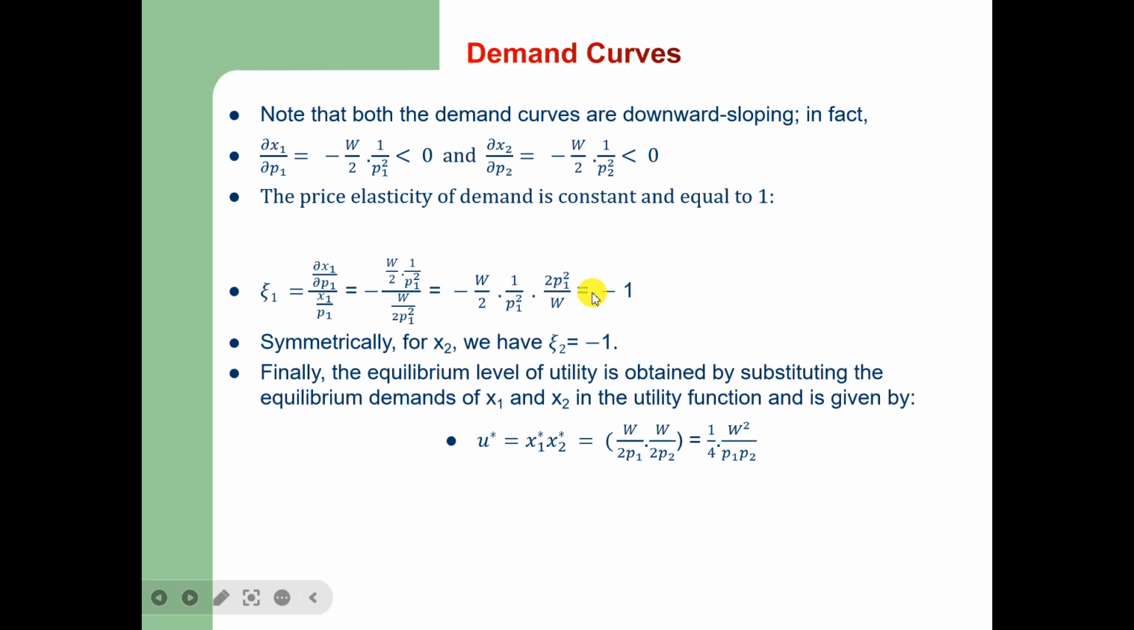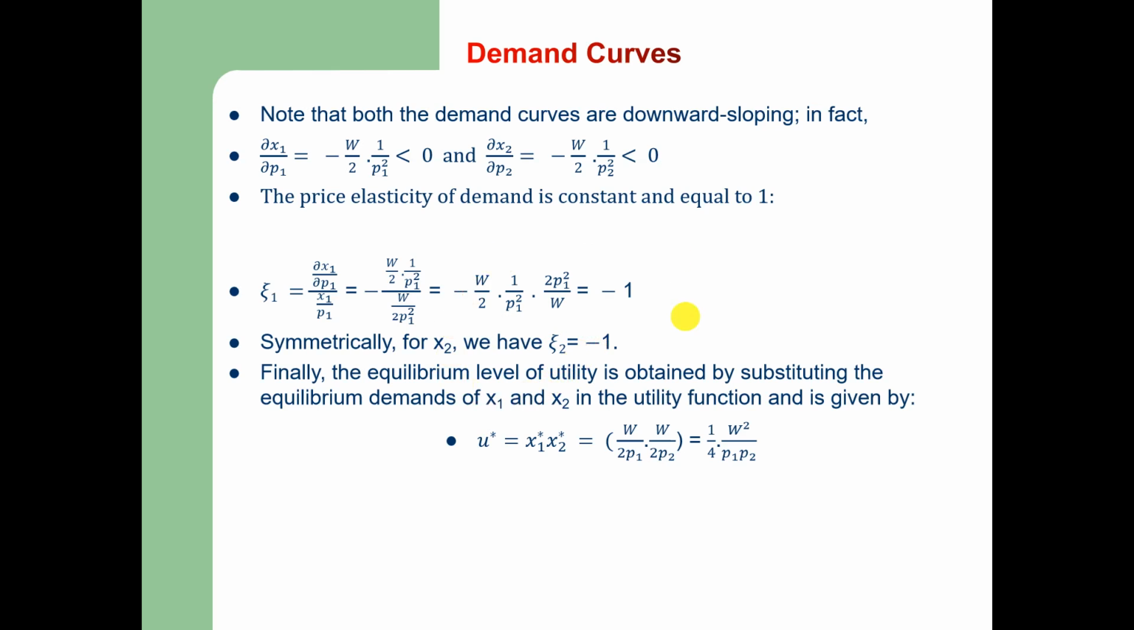Since the demand curve is negatively sloped, this negative sign means that there is a negative relationship between the percentage change in quantity and the percentage change in price. They move in opposite directions, so that is why this sign is negative. So in absolute terms, this own price elasticity of demand is equal to 1. Symmetrically for x2, this is also equal to 1.